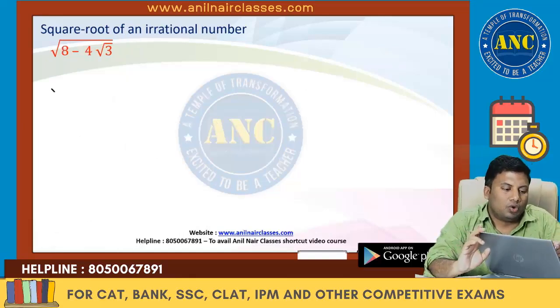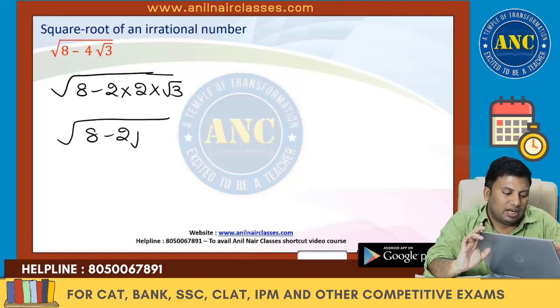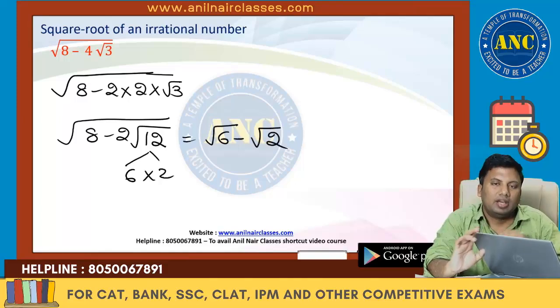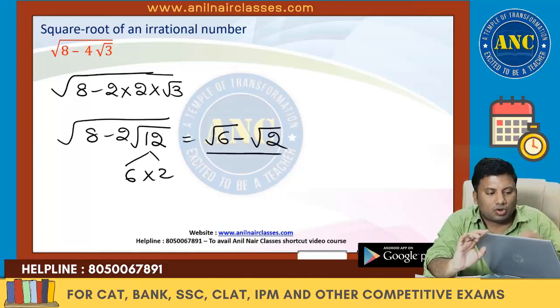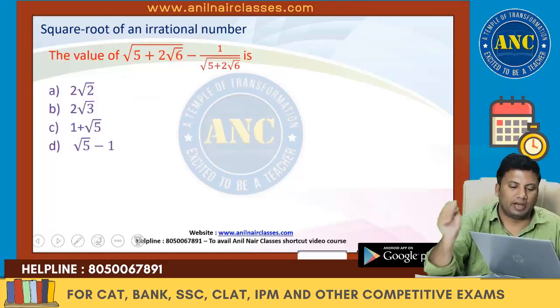Next one, root of 8 minus 4 is nothing but 2 into 2 root 3. So 2, if it goes inside, it is nothing but 12. 6 2s are 12. 6 plus 2 is 8. Smallest number should be present next. Answer is root 6 minus root 2.